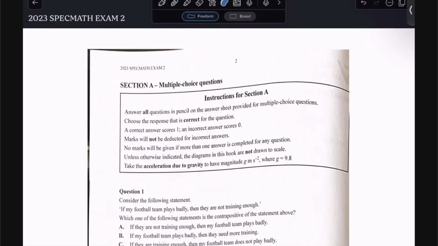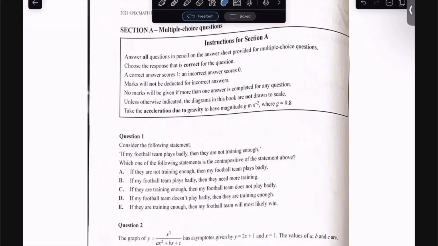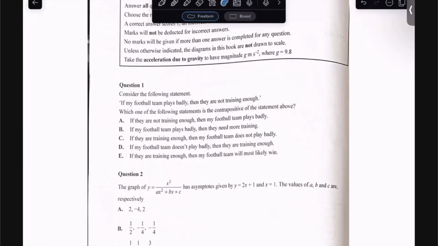Now, we'll get right into the multiple choice. I might make mistakes, so if I do make any mistakes, please just let me know in the comments, because this is my first try.